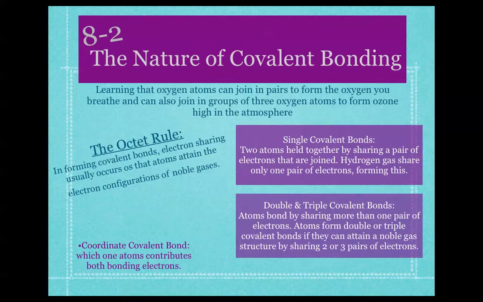And double and triple covalent bonds are more. They are atoms bonded by sharing more than 1 pair of electrons. And atoms form double or triple covalent bonds if they can attain a noble gas structure by sharing 2 or 3 pairs of electrons. So we learned the single and double and triple covalent bonds. And then a coordinate covalent bond is one in which one atom contributes both bonding electrons. So that was more over bonding in that section.